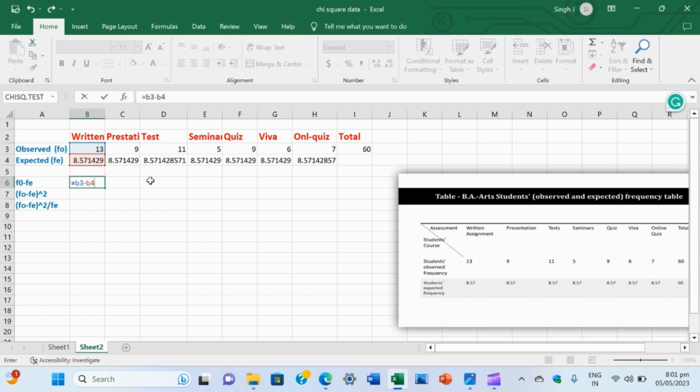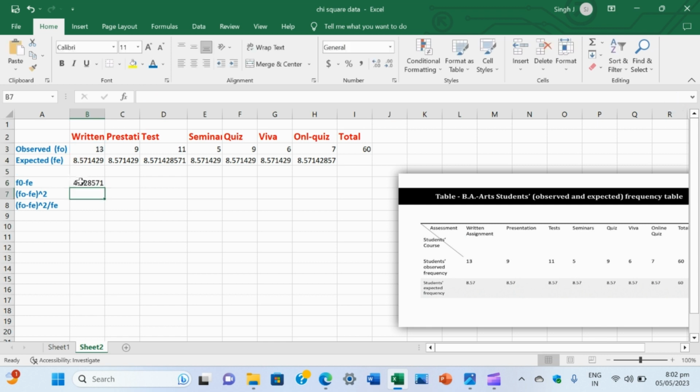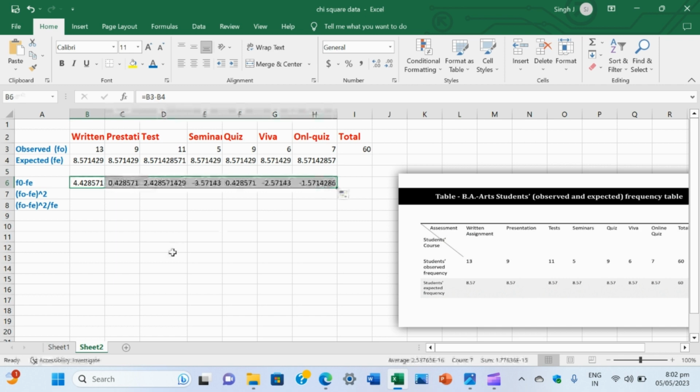Since for the referencing style we want the other cells to fill in relative to their cell number, we do not insert the dollar symbol. We write B3 minus B4 and press enter, and we find the difference, 4.42, for the first category. Then we drag it to find the difference for the other categories, and the difference is obtained for all the categories.